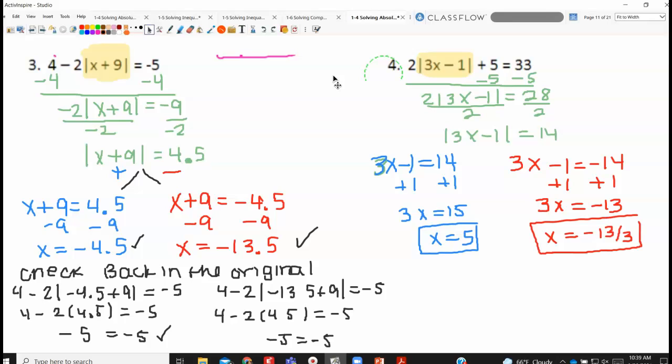Here's why leaving this in a fraction is way more helpful than changing it to a decimal. When you plug negative 13/3 in and you multiply it by 3, the 3's cancel. If you change it to a decimal, then it's a repeating decimal, and then when you plug into your check, it doesn't always check out nicely because you've approximated or rounded.